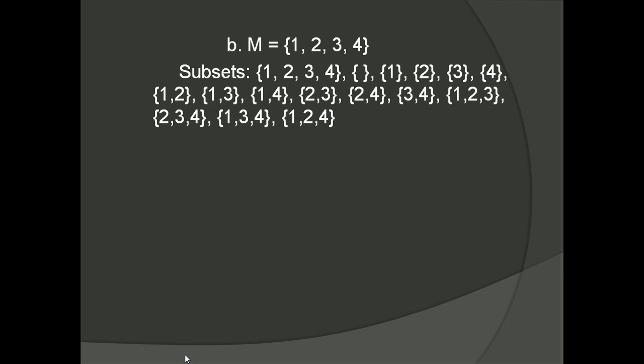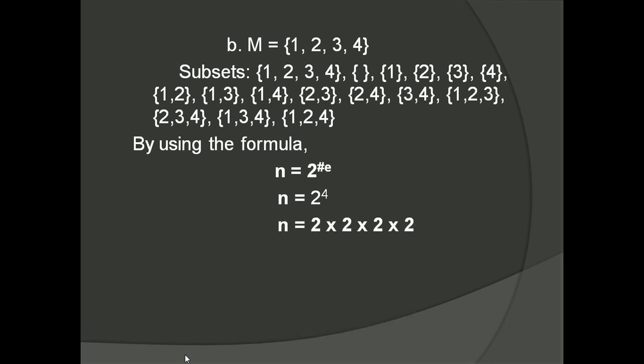The subsets are: the empty set, the elements 1, 2, 3, 4, then 1 2, 1 3, 1 4, 2 3, 2 4, 3 4, then 1 2 3, 2 3 4, 1 3 4, and 1 2 4, and 1 2 3 4. By using the formula, n = 2^e, n = 2^4, n = 2 times 2 times 2 times 2, and n = 16.